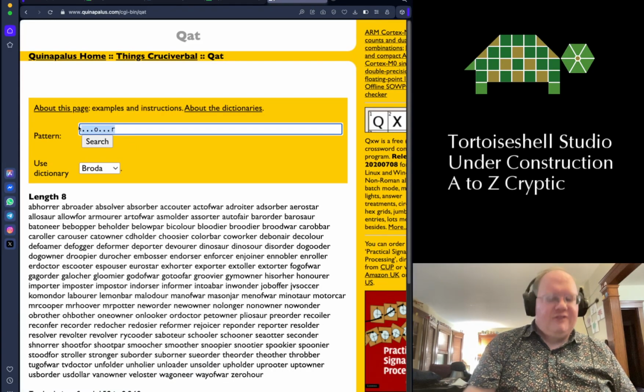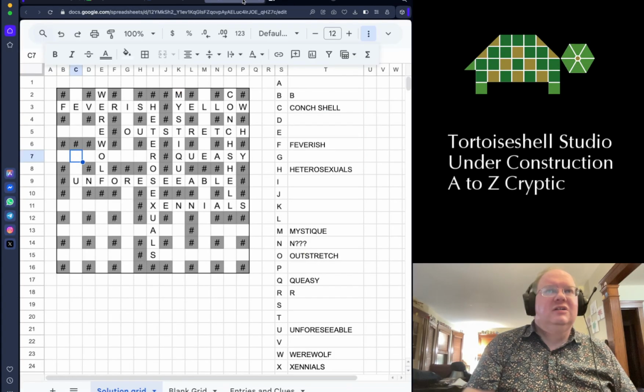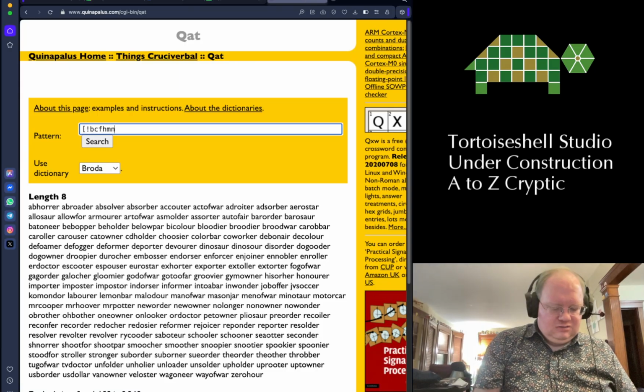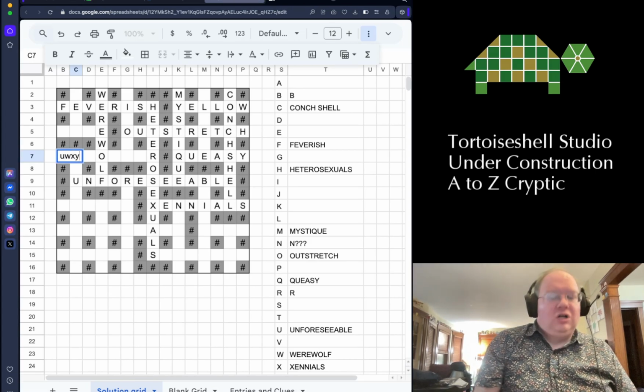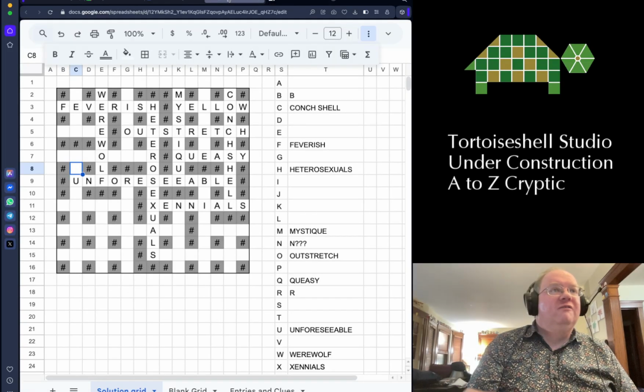I wonder if I have enough things already. Not BC, FH, MNOQR, UWXY. Oops. UWXY. And I'm doing that because I can do that twice. R. Is there anything else that's going to? No.